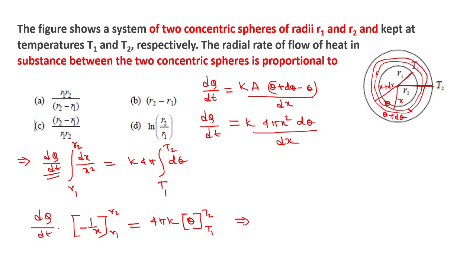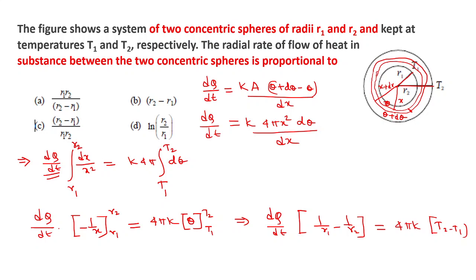Now completely, what will be dQ by dt? Just try to understand. That will be, after putting the limit in that equation, 1 by r1 minus 1 by r2 equals 4 pi k with T2 minus T1. Okay, clear? So this value we have right now. Got it?